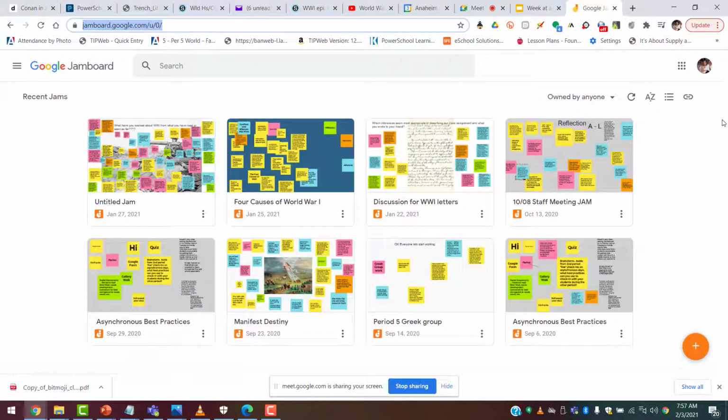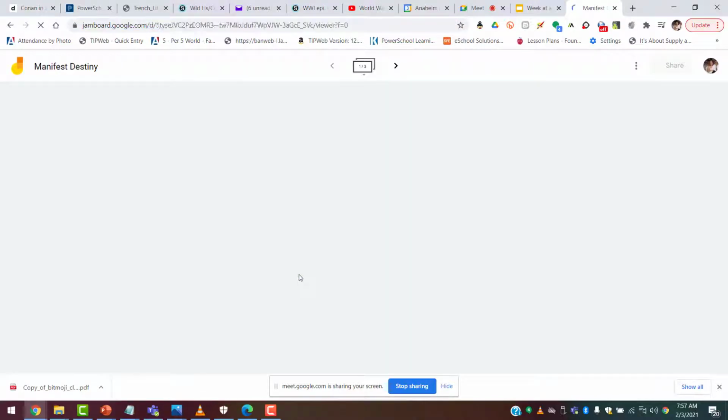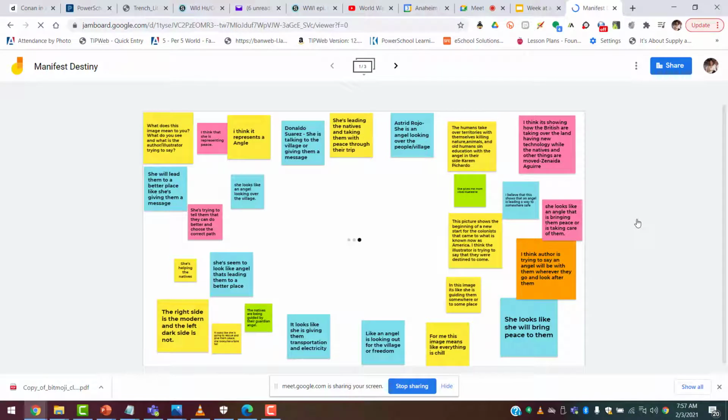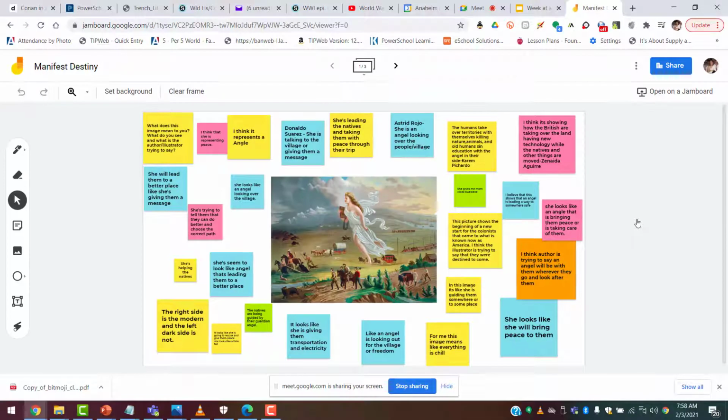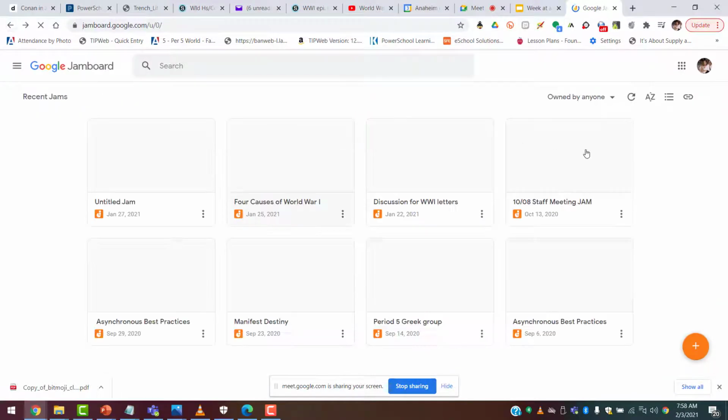So these are examples of the Jamboards that we have done in our class. This was one on Manifest Destiny. Our students responded to the actual painting that was there for them, including adding sticky notes and putting in their information of what they felt was significant, etc., to Manifest Destiny and the picture.